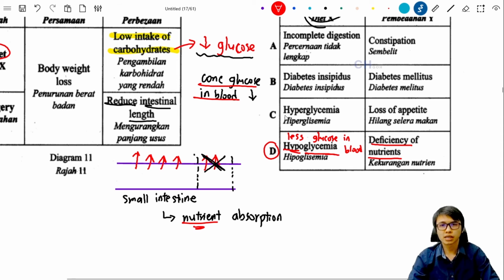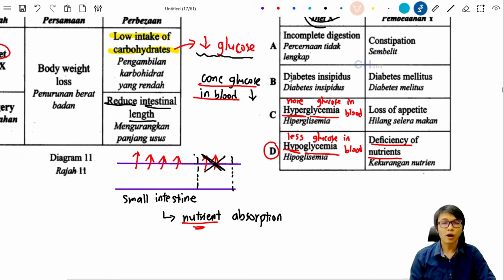What is hyperglycemia? Hyper means more. Glycemia means glucose in blood. When you have too much glucose inside the blood, we call it hyperglycemia. How about diabetes insipidus? Diabetes insipidus means you tend to pee a lot. Because of that, you lose a lot of water, and you keep on feeling thirsty. So this is what we call diabetes insipidus.